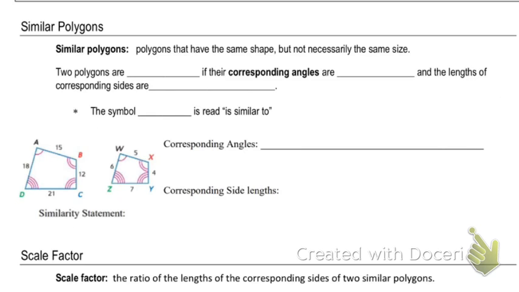Two polygons are similar if their corresponding angles are congruent. So in order for two shapes to be similar, their corresponding angles must be congruent. That's really important. It's really important to do those checks and to understand that fact. And the lengths of the corresponding sides are going to be proportional.